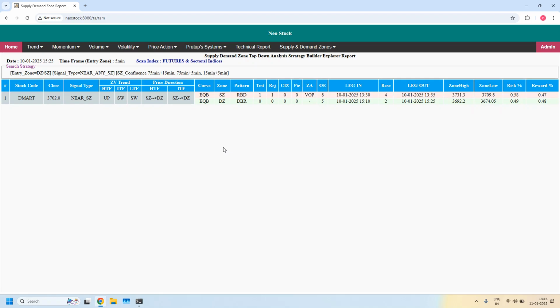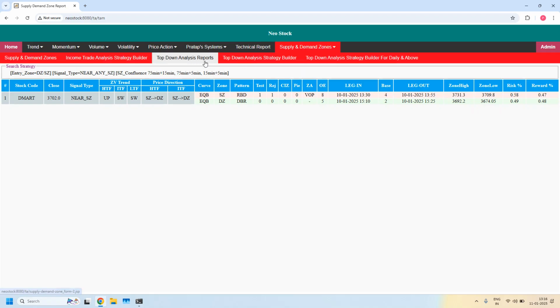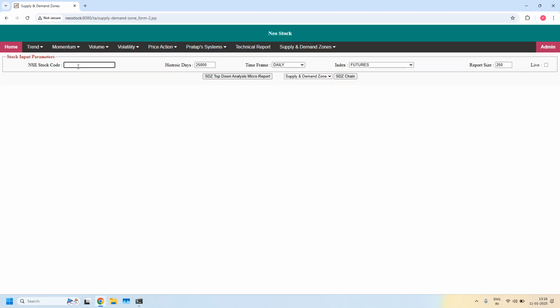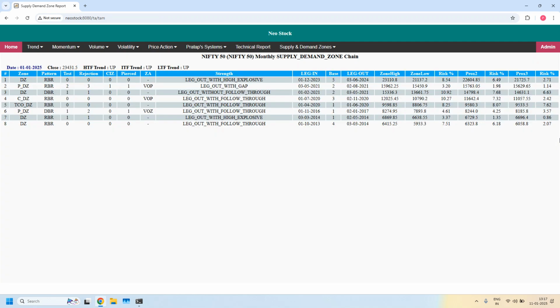Okay, this is about stocks near demand and supply zones for different time frames. Also identify daily and 75 minutes high liquidity zones. So the next set of reports are about the Nifty and Bank Nifty supply demand zone chain. I am generating the monthly supply demand zone chain for Nifty. So this is the Nifty monthly supply demand zone chain.